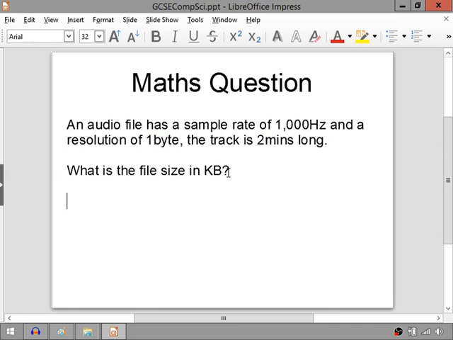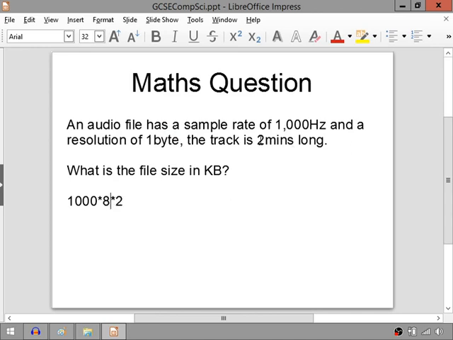Okay, so approach this question. To get the file size, we just multiply everything we've been given together. So that's just times 1,000, times it by 1, times it by 2. Or at least that's a mistake that some students make. There is a little bit more to it than that. Notice that this says 1 byte. So it's not 1 byte, it's actually 8 bits. So 1 byte is 8 bits, so we can say 1,000 times 8.